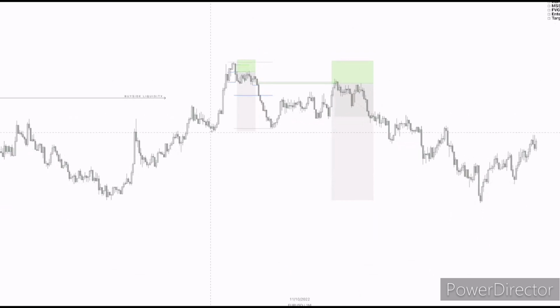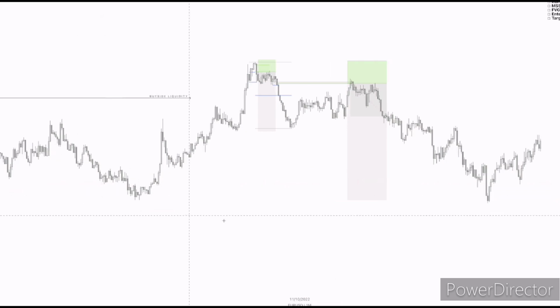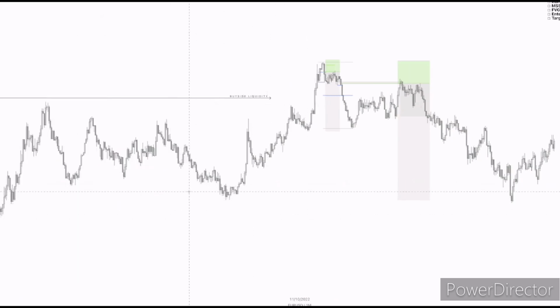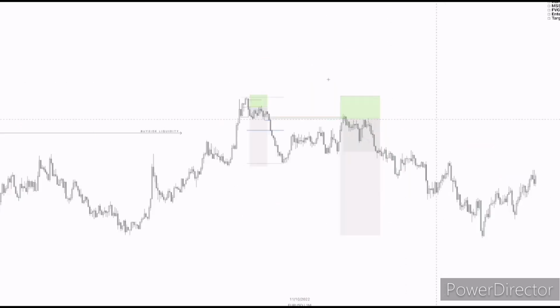You could have targeted this low, you could target this low, you could target this fair value gap down here, or these equal lows. So these equal lows do make sense. It's a good target and you've got solid risk to reward. So that's the Euro USD example.